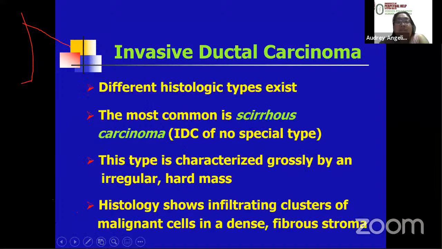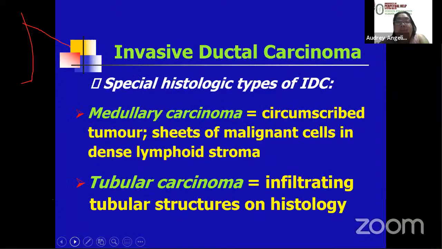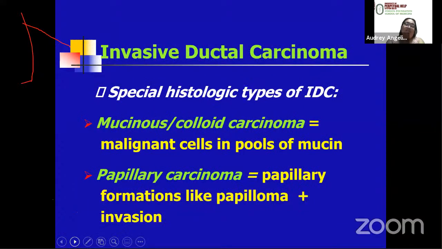Okay. So distinct histologic types exist. Most common for your IDC is your carcinoma of no special type, which basically means your IDC of no special type. Okay? So these are your special histologic types of your IDC: medullary, tubular, mucinous, and papillary carcinoma.